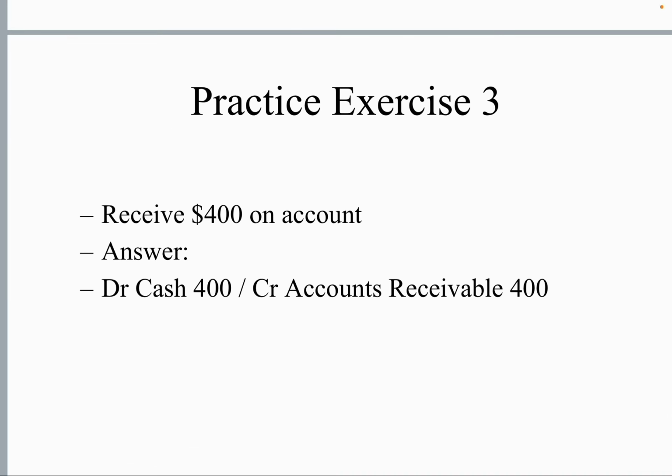Practice exercise 3. Last exercise. The company received 400 from a customer who owed money. Cash increases, debit. Accounts receivable decreases, credit. Debit cash 400. Credit accounts receivable 400.